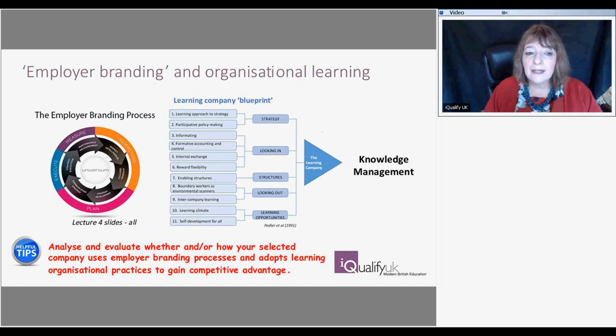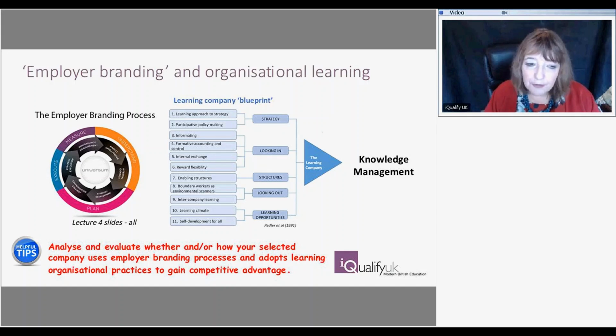Our next slides, lecture 4 we're on now, and it covers all the lectures for that, was about, firstly, the employer branding process, if you remember correctly, where employer branding is about saying that actually this is a good place to work, these are good people to work for, so that encourages talent to come to the organisation. Then, if you recall, we looked at the whole concept of the learning company and what you look for in a learning organisation. And from that, that's all about managing knowledge.